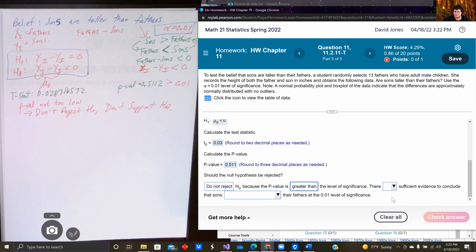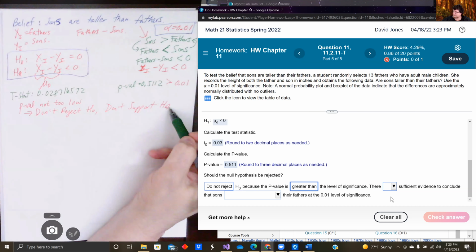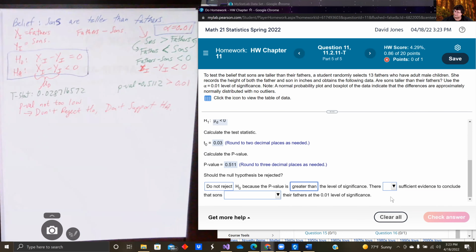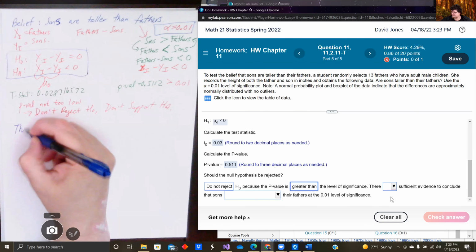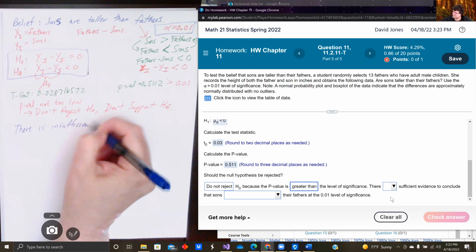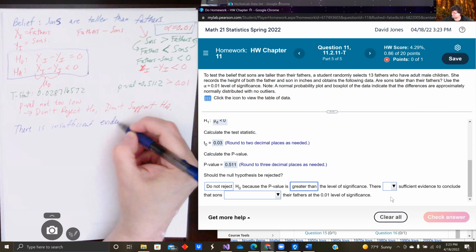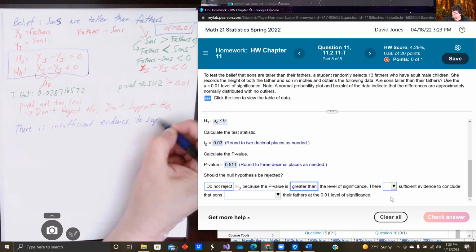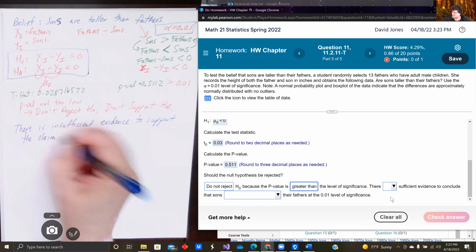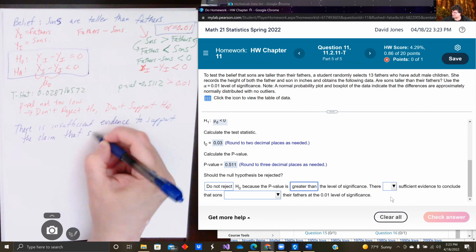Now they're doing our sentence here. So let's go to our sentences. We don't support HA. HA was that sons are taller than their fathers. There is insufficient evidence to support the claim that sons are taller than their fathers.